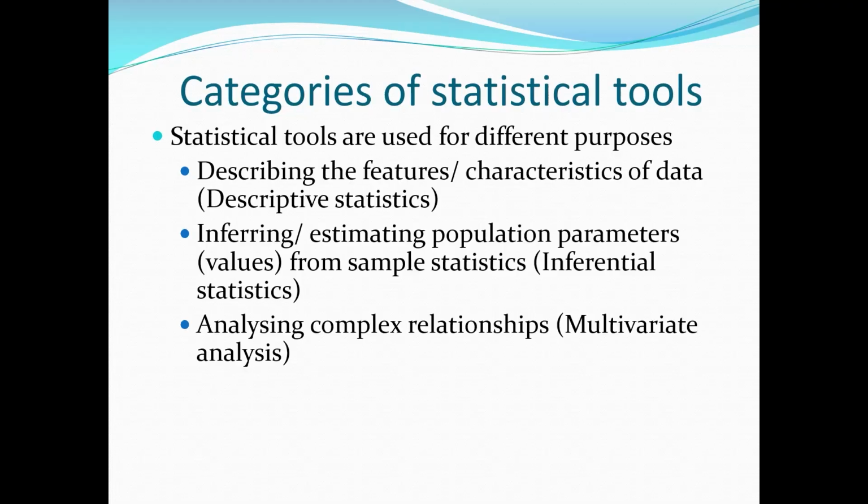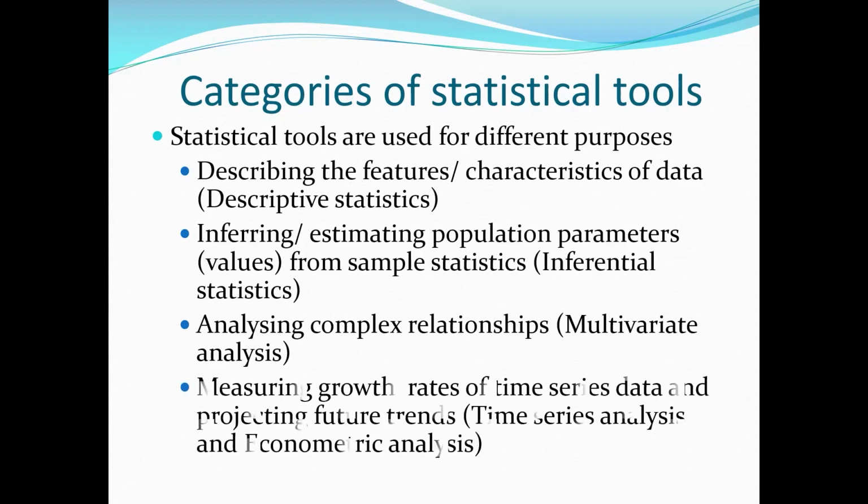Third category of statistical tools are dealing with the complex relationships. So when you collect the data, there are so many variables and between the variables, there may be complex relationships. In that case, we may have to use a group of statistical tools called multivariate analysis. We are analyzing multiple variables and their complex interrelationships. They are called multivariate analysis.